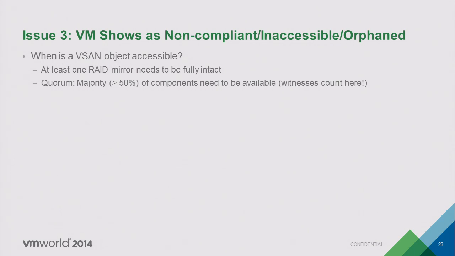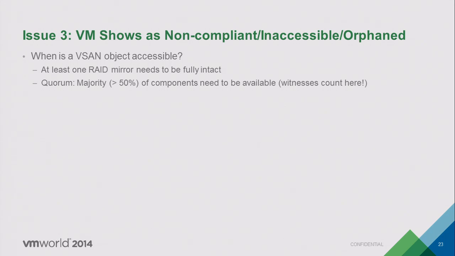All right, so quick architectural aspect, when is a vSAN object accessible? Because when we need to debug inaccessibility, we need to understand when it is accessible. It's accessible when at least one RAID mirror is fully intact. That's the obvious requirement. You've probably all dealt with a RAID 1 before. But the second one is probably new to a lot of you, because this might be the first clustered network-based RAID 1 that you're dealing with.